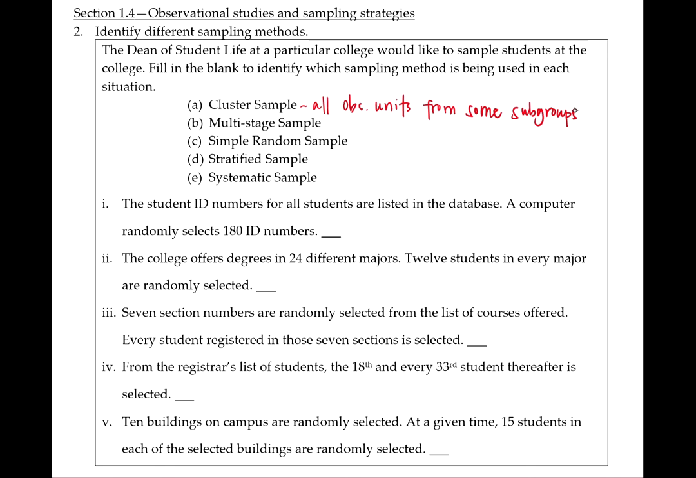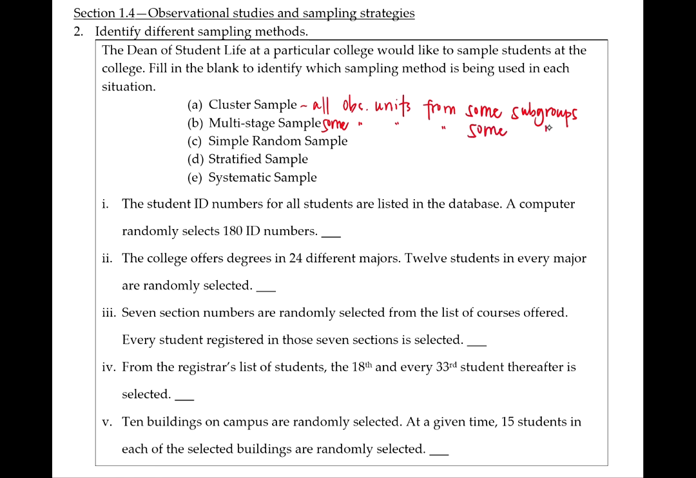Next, we'll do a multi-stage sample. In a multi-stage sample, we randomly select some subgroups and then randomly select some observational units from those subgroups. So this is where we use some, do some ditto marks, observational units from some subgroups.